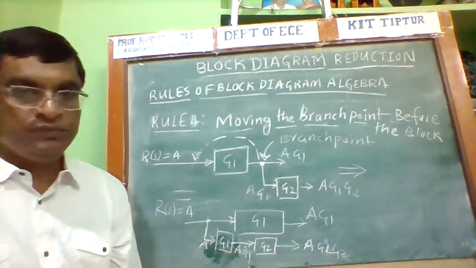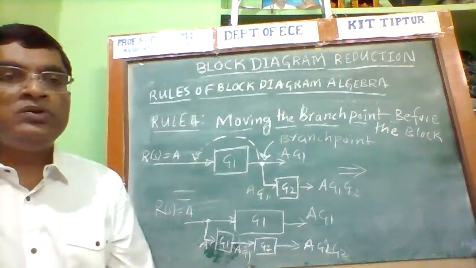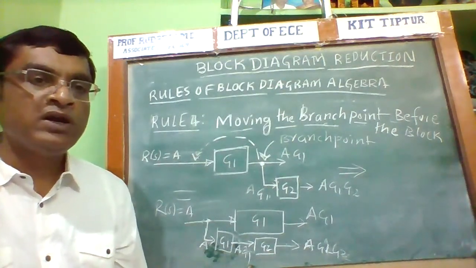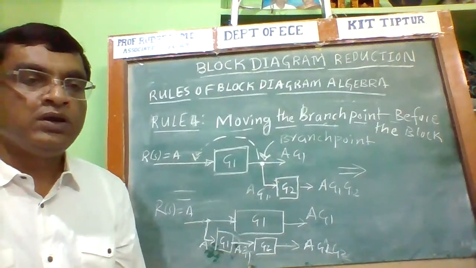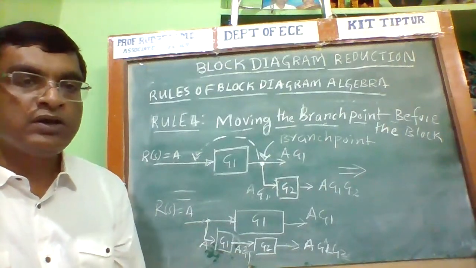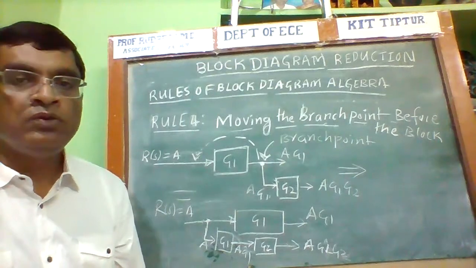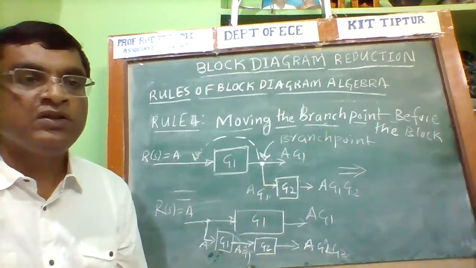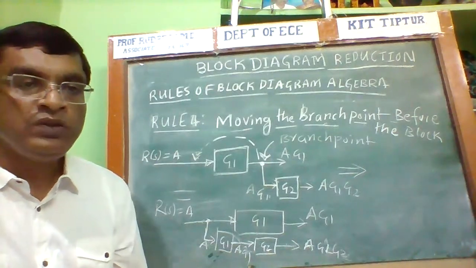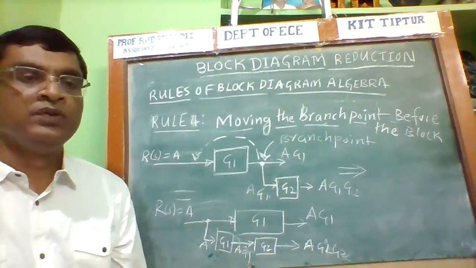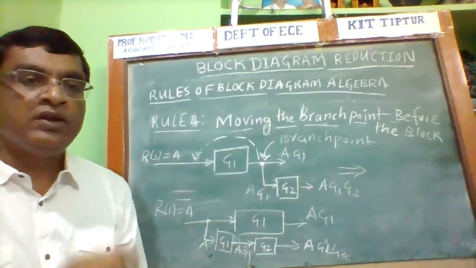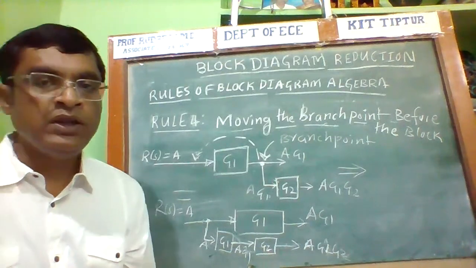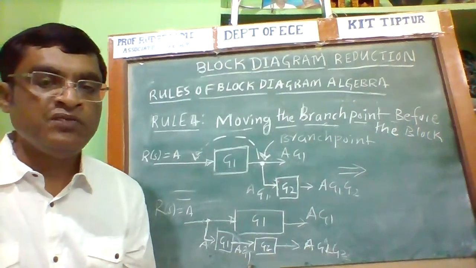We should remember these rules 1, 2, 3, 4. I have discussed the basics of block diagram: what a block diagram is, what the elements of a block diagram are, and what rules are used for reducing the block diagram and finding the overall gain of the given system. In this session, the remaining rules of block diagram algebra will be discussed in the next session. Thank you for listening.